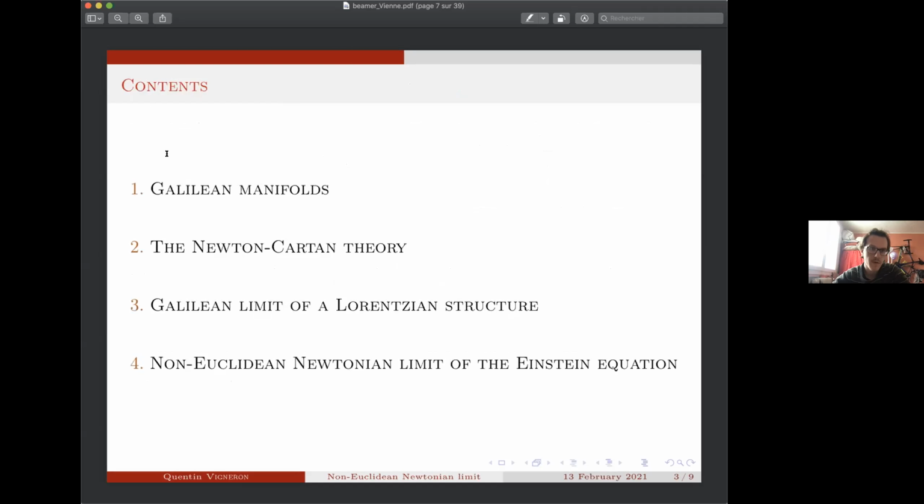So I will first define and present what Galilean manifolds are and the Newton-Cartan theory, which is defined in such manifolds. We will then see how we can construct a limit from a Lorentzian structure to a Galilean structure. And we will then suppose that this Lorentzian structure is a solution of the Einstein equation, which will give us the non-Euclidean Newtonian limit.